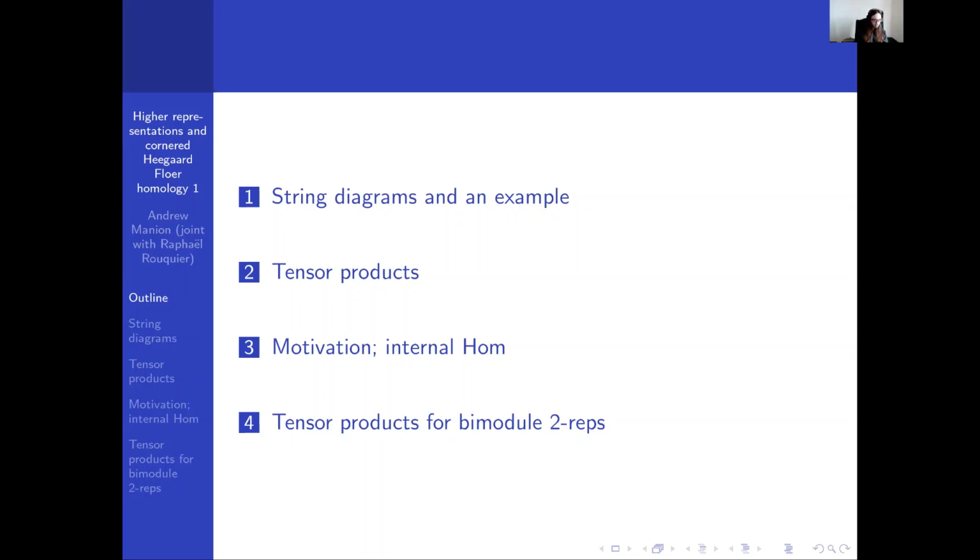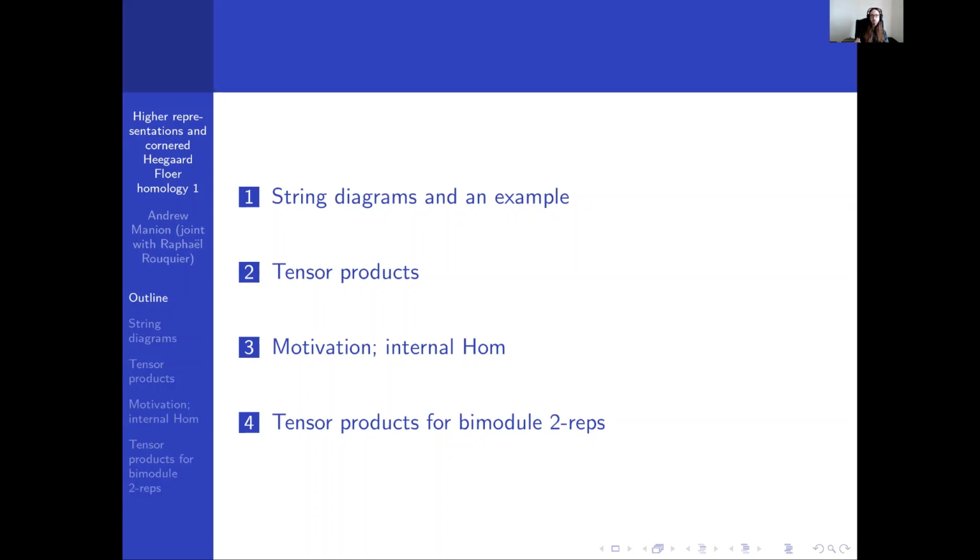But I'll start by explaining these string pictures and defining a particular DG monoidal category in terms of these string pictures. And I'll talk about 2 representations of such things and talk about how to define tensor products when we have this particular DG monoidal category having a 2 action on some other DG category. That's going to be in section 2, and we'll try to give some motivation for why you would define things that way in section 3.